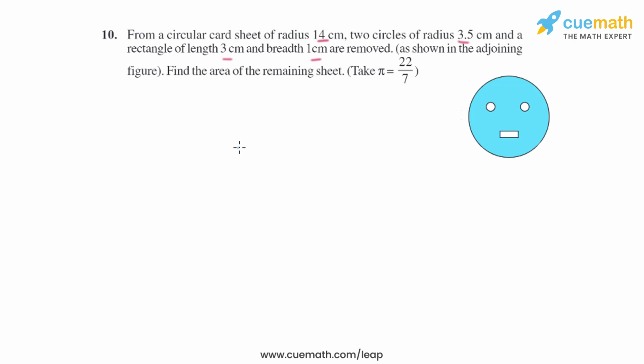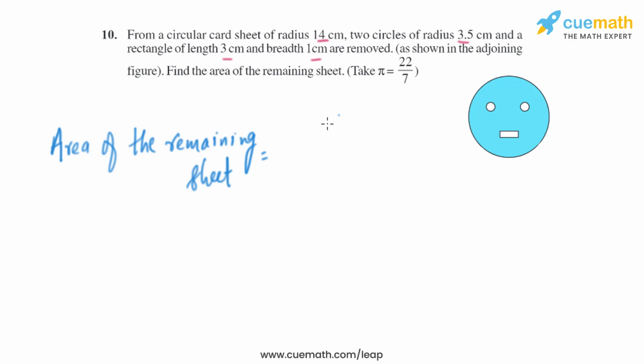So basically we need to subtract the area of these two circles and the rectangle from the area of the circular sheet of radius 14 cm. So let's find the area of the remaining sheet. That basically equals the area of the circular card sheet of radius 14 cm minus the area of two circles of radius 3.5 cm minus the area of the rectangle of length 3 cm and breadth 1 cm.